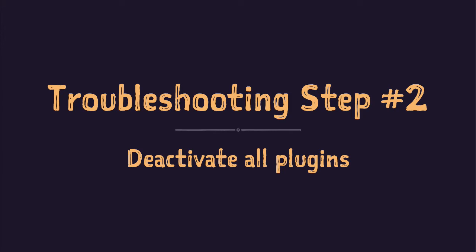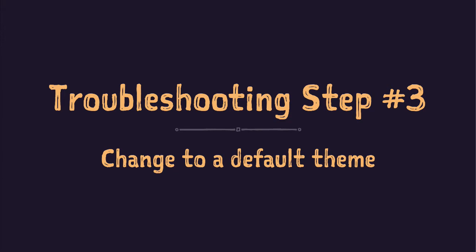So deactivating all the plugins is going to be probably one of the most popular solutions when you go into the WordPress repository or the forums, because that's what people are going to say. They're going to say, have you done this? Have you done that? So that would be one of the first things to try. Another thing you want to do is change to a default theme.